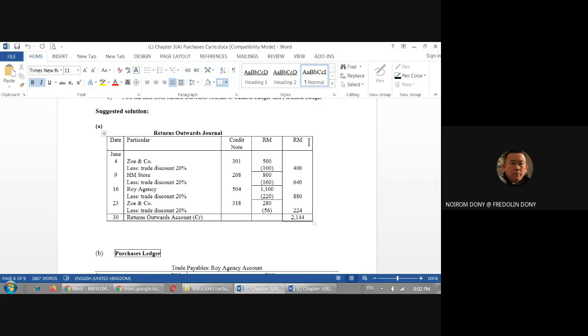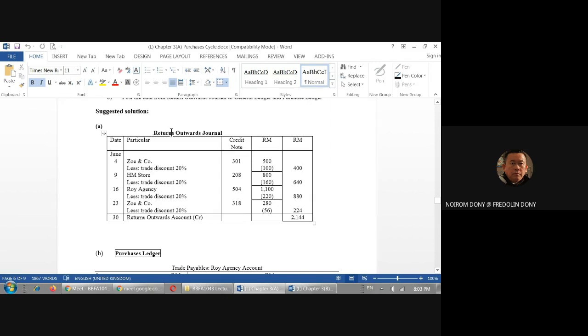So credit purchases and return outward journals share the same format. We need the date column because we want to know when exactly the transaction was, and then we need the details on the name of the supplier that we are owing, and what is the condition of the sales. Probably there is a trade discount. So all these details are very important. And then the column on the invoice number or the credit note number. So we list down. Here we have 4 transactions during the month.